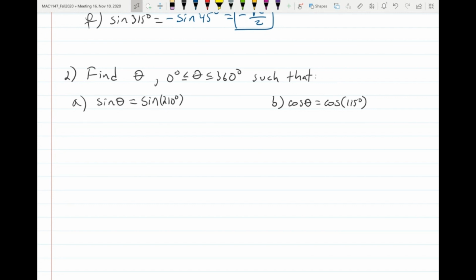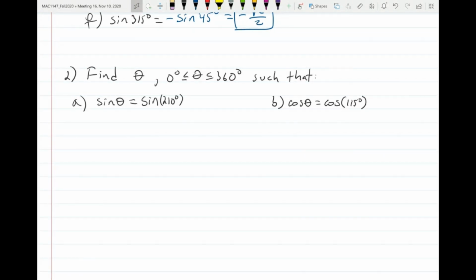Are you sure? Let's see. Again, here you have to think about these things. So what do you know about sine of 210? Is it positive or negative? It's negative. Therefore, the theta that you need to give me has to have a negative sine as well, right? Because otherwise the signs would not be equal to each other. So what other quadrant do you know the sine is negative?